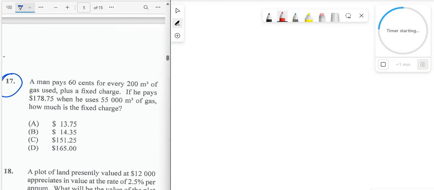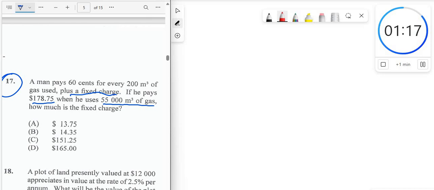Let's begin. Now, we're told here that a man pays 60 cents for every 200 meter cube of gas used, plus a fixed charge. If he pays $178.75 when he uses 55,000 meter cube of gas, how much is his fixed charge? That means the fixed charge is included in the $178.75. Isn't that so, guys?